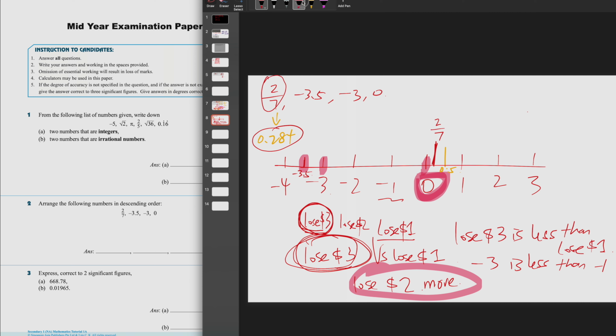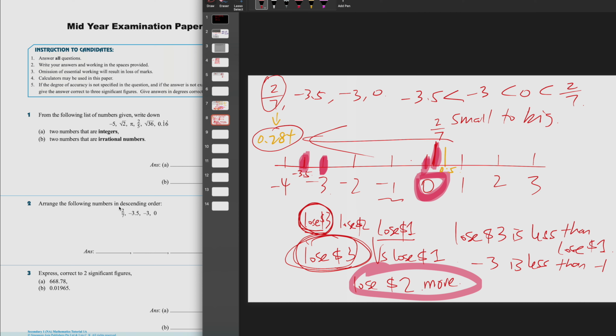Okay, so that's it. Once you get all the numbers right, what are the numbers? -3.5, -3, 0, and 2/7. It's pretty clear which one is the least and which one is the biggest, right? So the least is actually -3.5, and then smaller than the -3, smaller than the 0, smaller than the 2/7. If they want small to big, that's the order. If they want big to small, then you go this way.